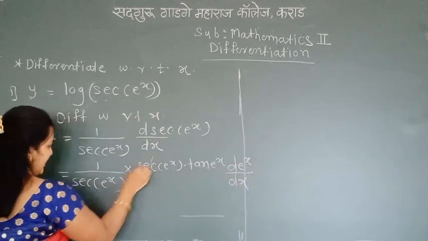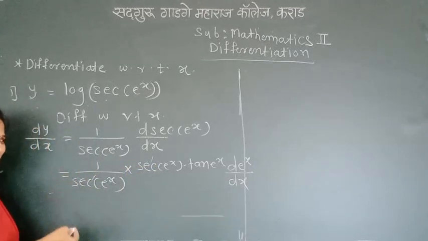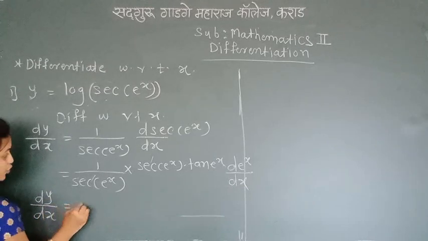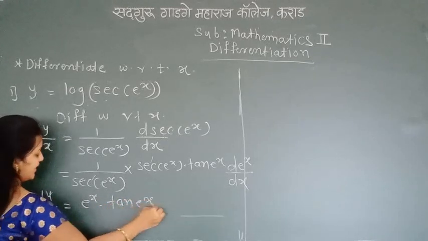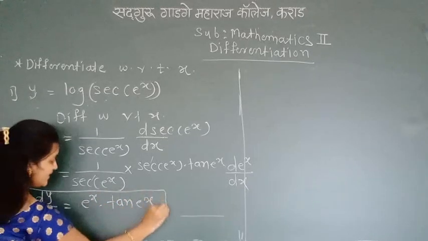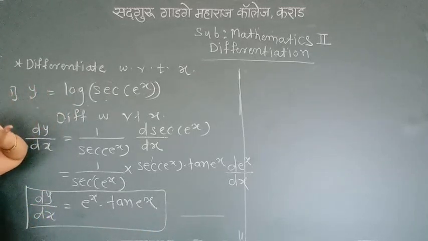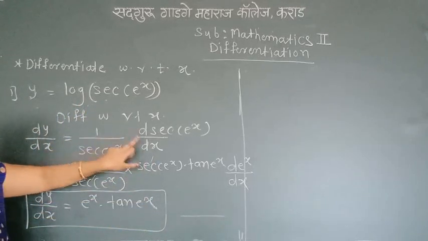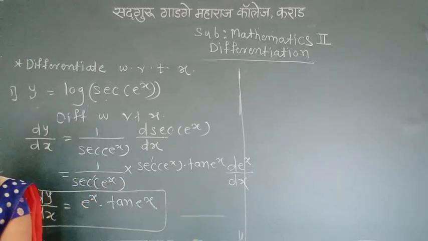So here sec x is cancelled. What is the derivative of e raised to x? Which is e raised to x. So we get a final answer. dy by dx is equal to e raised to x multiply tan of e raised to x. I hope you understand. Here given function composed 2 times. Now we differentiate 3 times. First time, then after second time, then after third time. Now we will take next example.